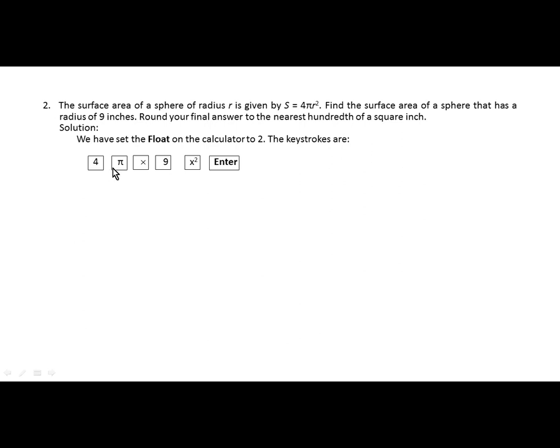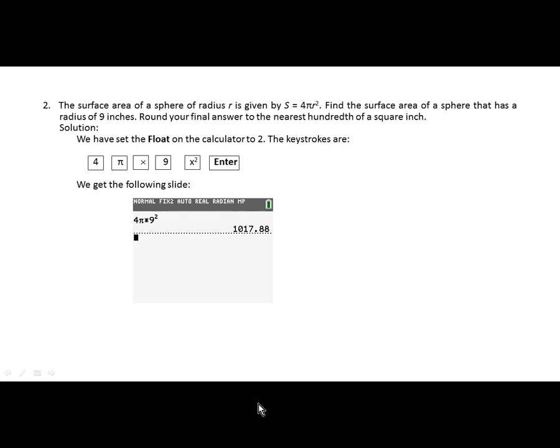Number 2. It says the surface area of a sphere of radius r is given by s equals 4 pi r squared. Find the surface area of a sphere that has a radius of 9 inches. Round your final answer to the nearest hundredth of a square inch. So again, hundredth is 2 places, so I've already got my calculator float set to 2. So my keystrokes are 4 pi times 9 x squared. And then you press enter.